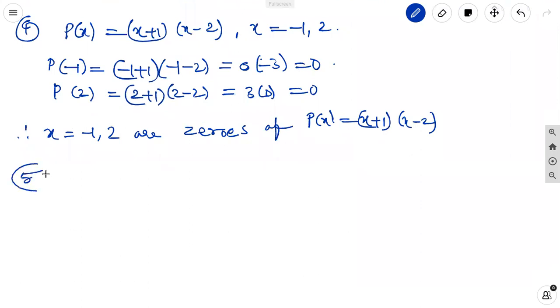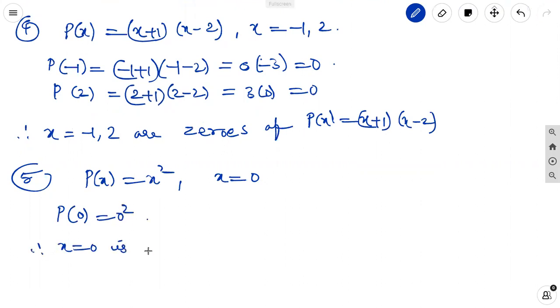Okay, fifth one. P of x equal to x square at x equal to 0. Substitute p of 0 equal to 0 square. Therefore, x equal to 0 is the zero of p of x.